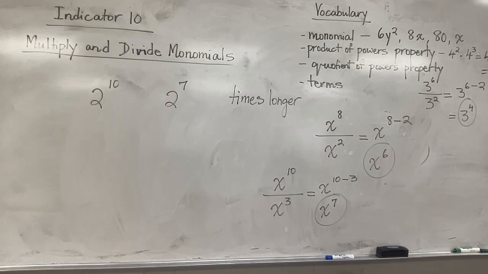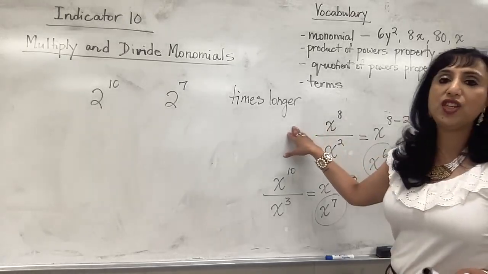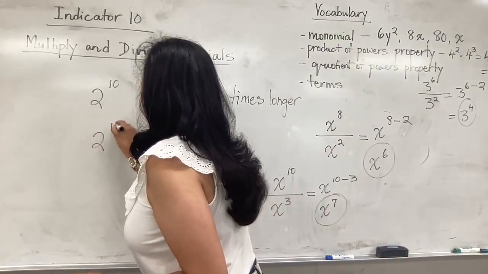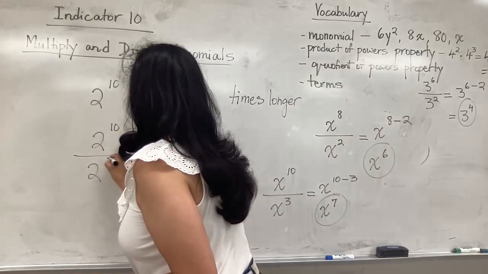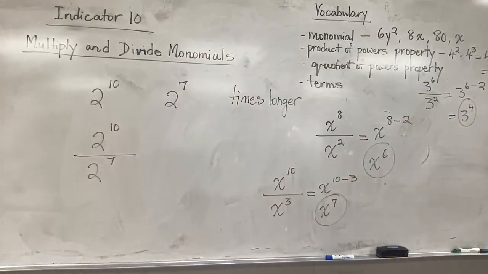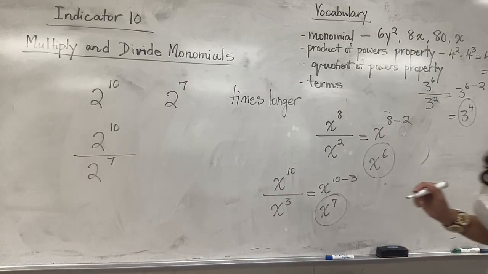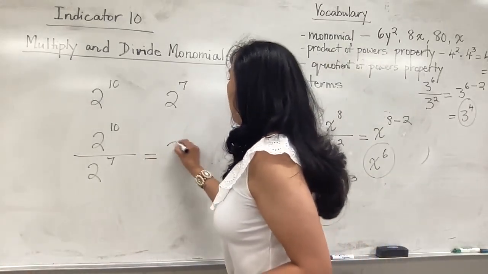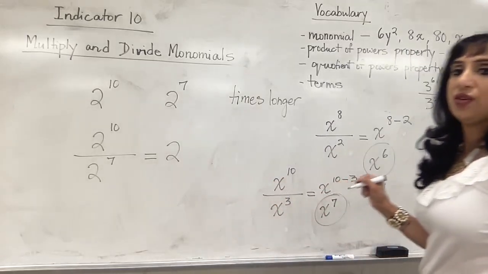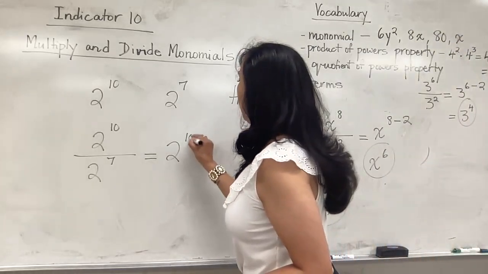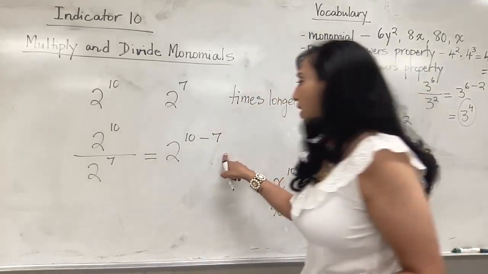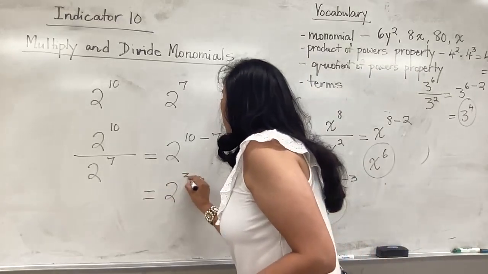So in this case, of course, because it's asking times longer, what do we need to do? We need to divide. So 2 to the 10th power divided by 2 to the 7th power. And then we are looking at, are the bases the same? Yes, both the bases are 2. So I just take the common base and use the quotient of powers property and subtract the exponents. 10 minus 7 gives me 3. So this is 2 cubed.